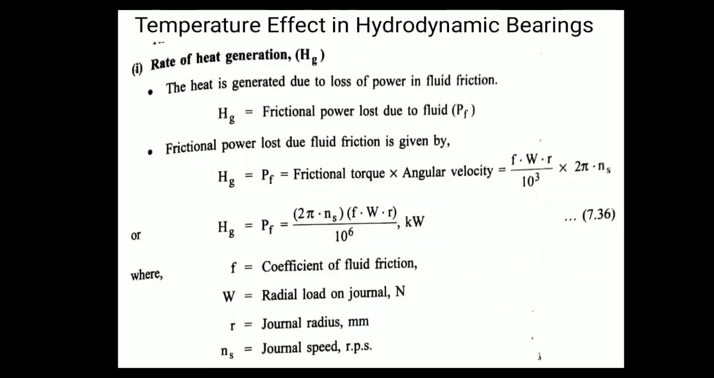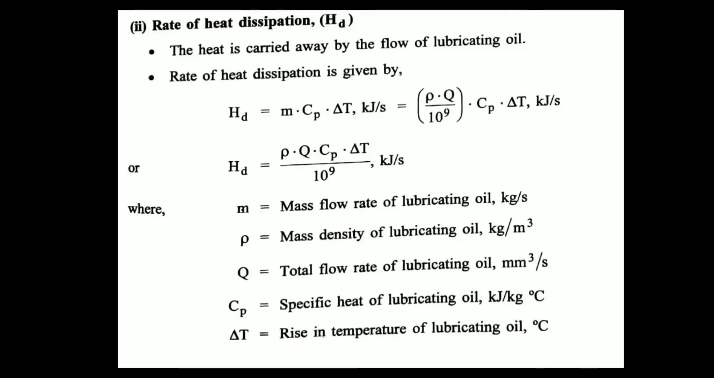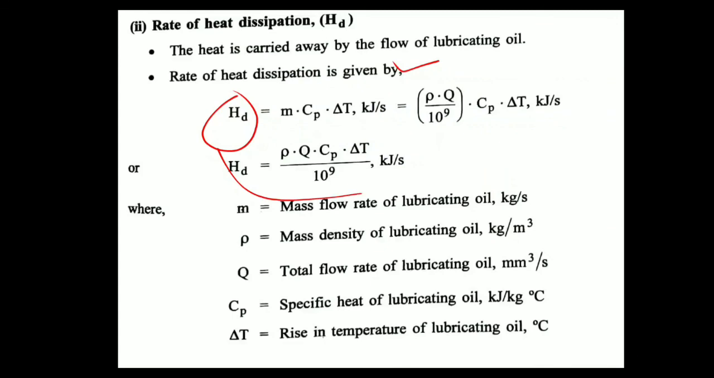So just revise the things which we have studied today. First of all, for the temperature effect, we studied heat generation. Heat generation is nothing but power lost, and that can be calculated as frictional torque into angular velocity, that is 2 pi ns FWR divided by 10 raised to 6, in kilowatt. Then heat dissipation is mCp delta T. Mass is converted into density, that is rho Q divided by 10 raised to 9, into Cp into delta T. Therefore heat dissipation is rho Q Cp delta T divided by 10 raised to 9.